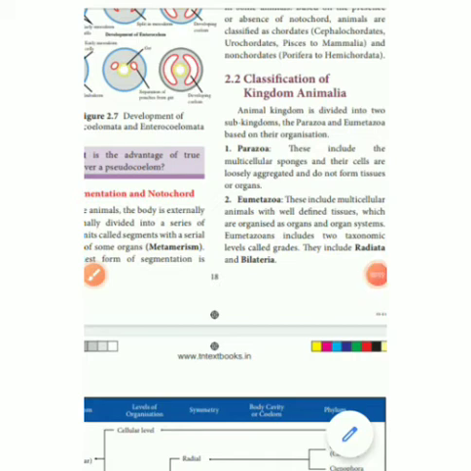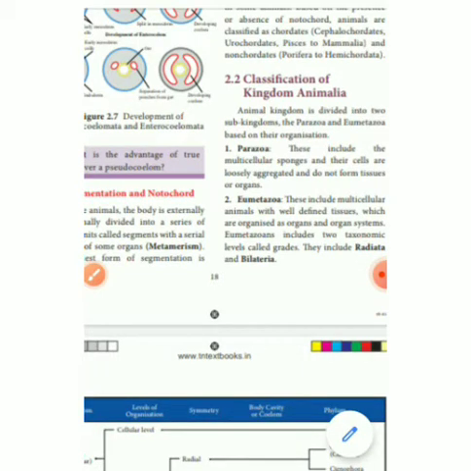Good morning, children. Now we are going to see Chapter 2, Kingdom Animalia in Zoology. In this, we are going to see 2.2, classification of Kingdom Animalia. Before that, we are seeing the basic classification of Kingdom Animalia: diploblastic, what is coelom, what is segmentation and notochord. Now we are going to see classification of Kingdom Animalia.